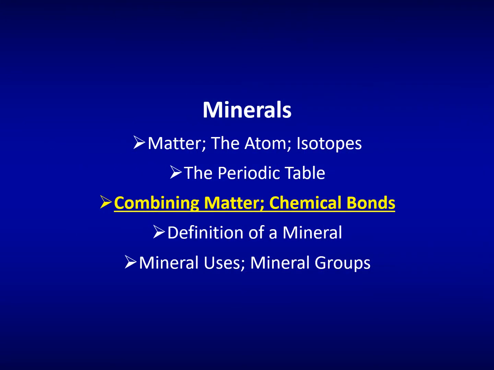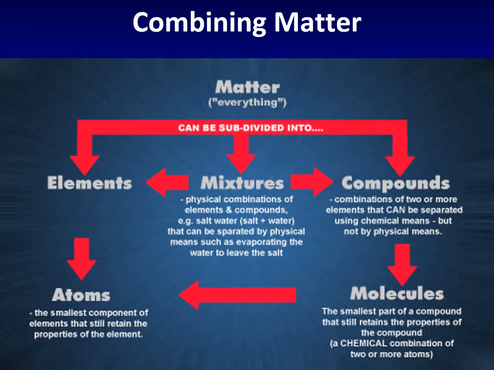Let's discuss how matter combines, because it really then is going to take us into how minerals are formed. Matter is everything that takes up space and has mass, and it can be subdivided into a couple of categories. Elements, which are just the basic unit of all matter. You can't separate those down into anything simpler. The basic unit of an element then is an atom.